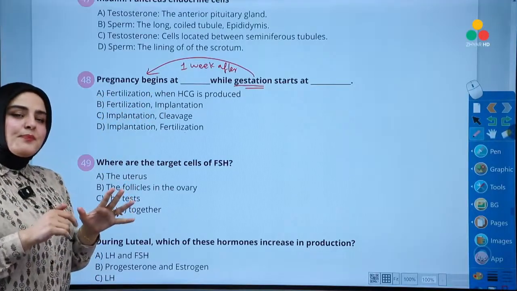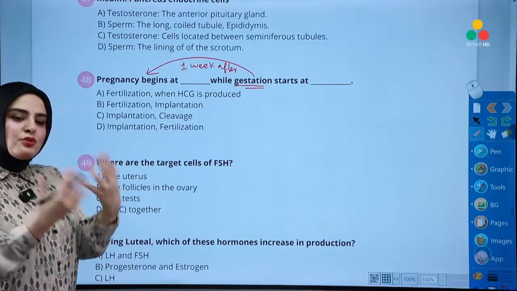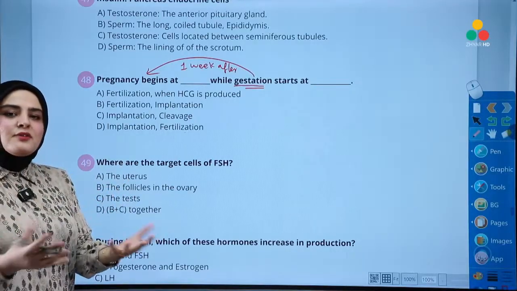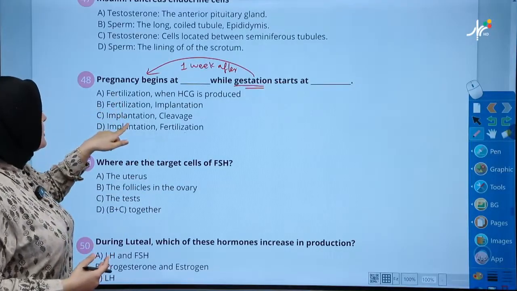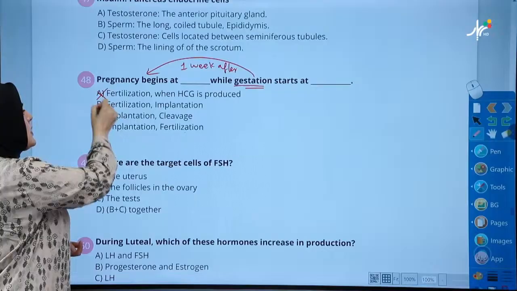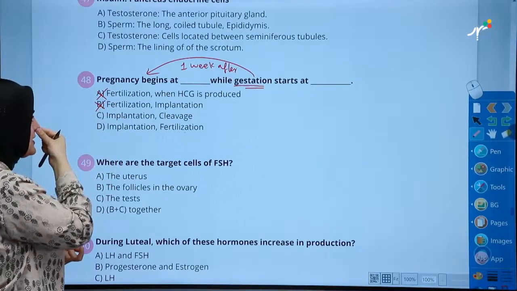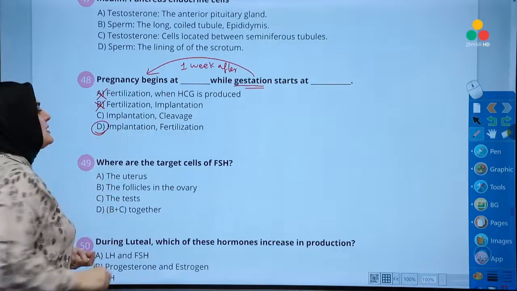Pregnancy, okay, it's more confirmed that the baby now is ready to grow and to become fit as an embryo. So it should fertilize or implant. Like we said, if gestation is fertilization, pregnancy is 1 week afterwards, so it cannot be fertilization. It's actually implantation. We're going to choose D.